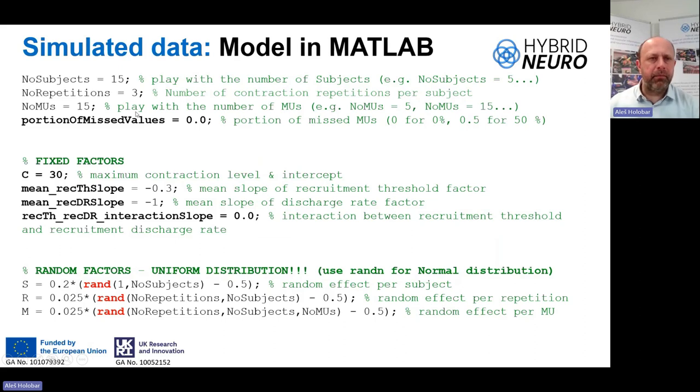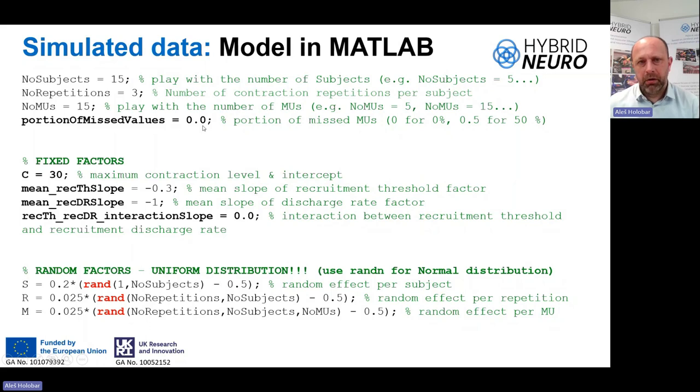Then allow me to spend a few words on the model provided to you in the synthetic MATLAB code, in the file which has synthetic emg.m in its name, okay? What you can play with is the number of subjects, the number of repetitions of the contraction, and the number of motor units identified per contraction. Here, the number of subjects is set to 15, the number of repetitions to 3, and the number of motor units to 15 again. Then you can set the portion of missed values, so the failure rate of the motor unit tracking across the contractions is something you can specify.